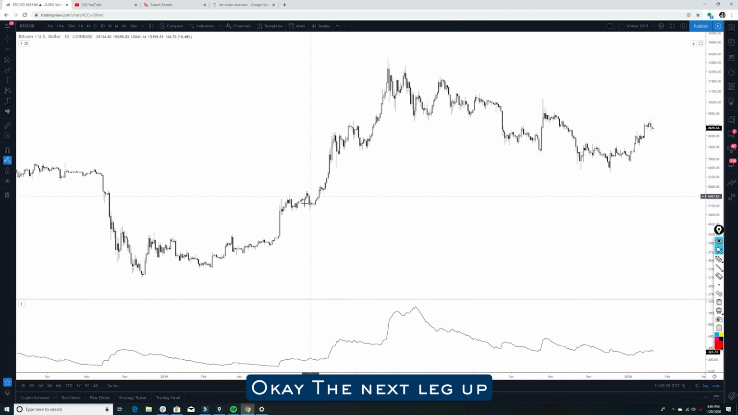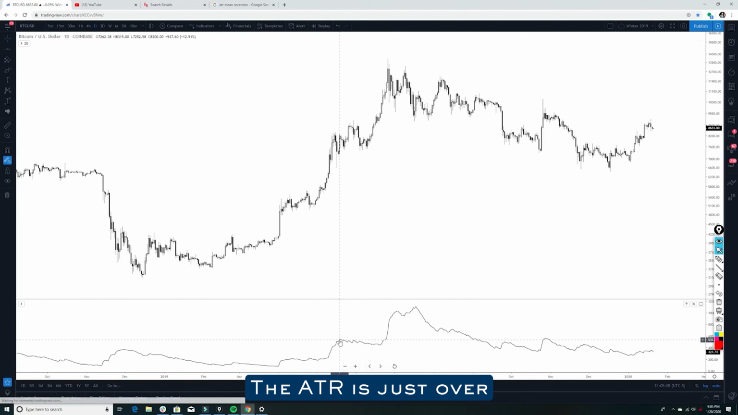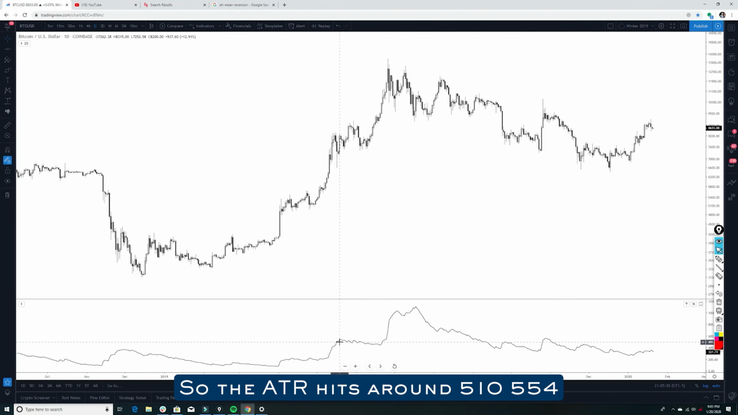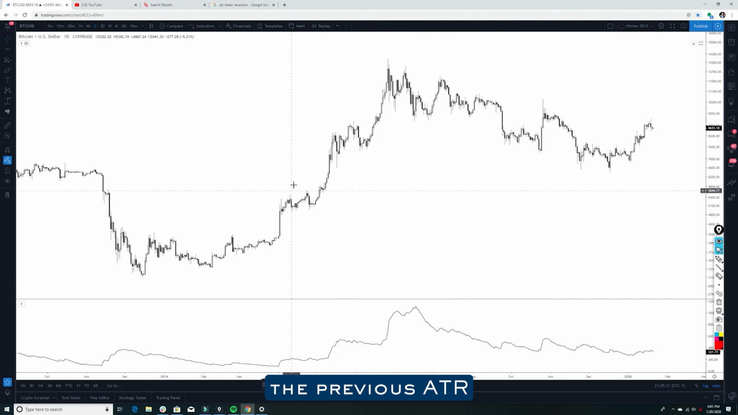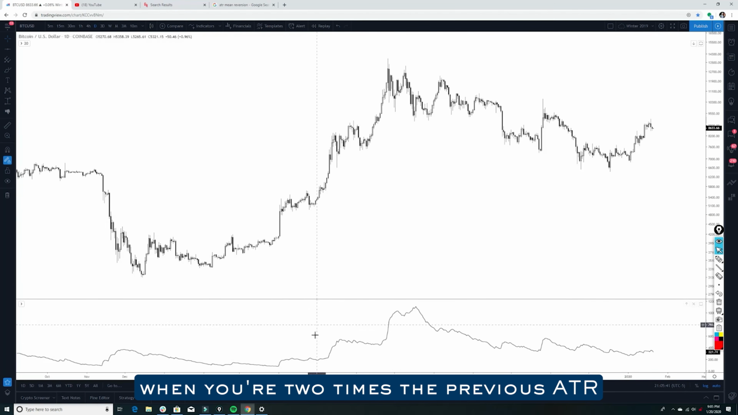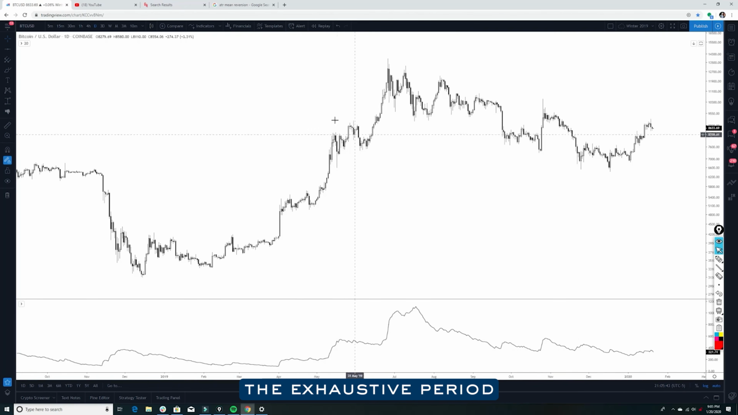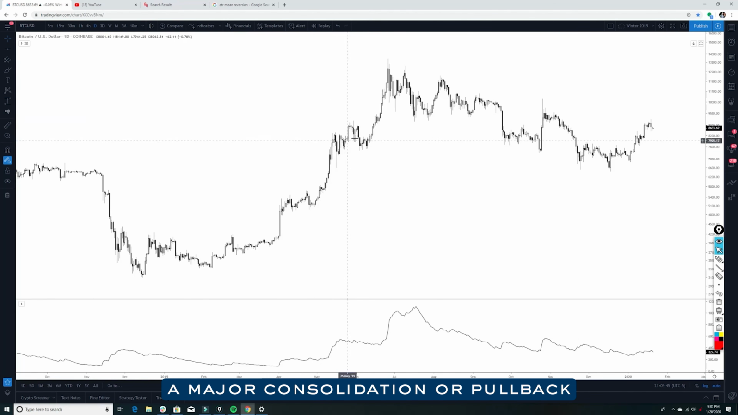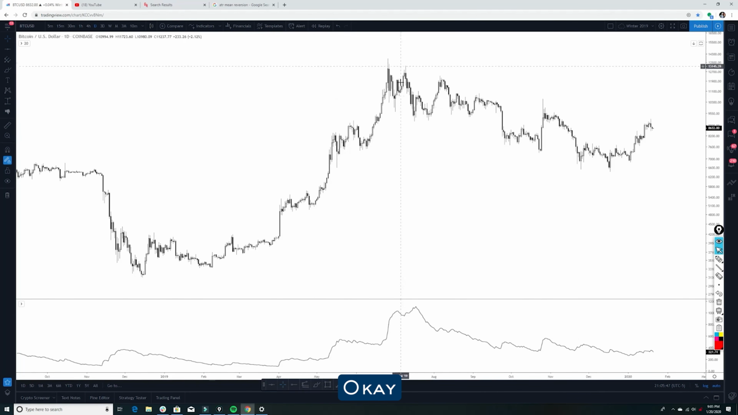The next leg up, the ATR is just over double that. So the ATR hits around 510, 554. So this is more than 2 times the previous ATR. So the argument is that when you're 2 times the previous ATR, this represents the exhaustive period before there's a major consolidation or pullback.